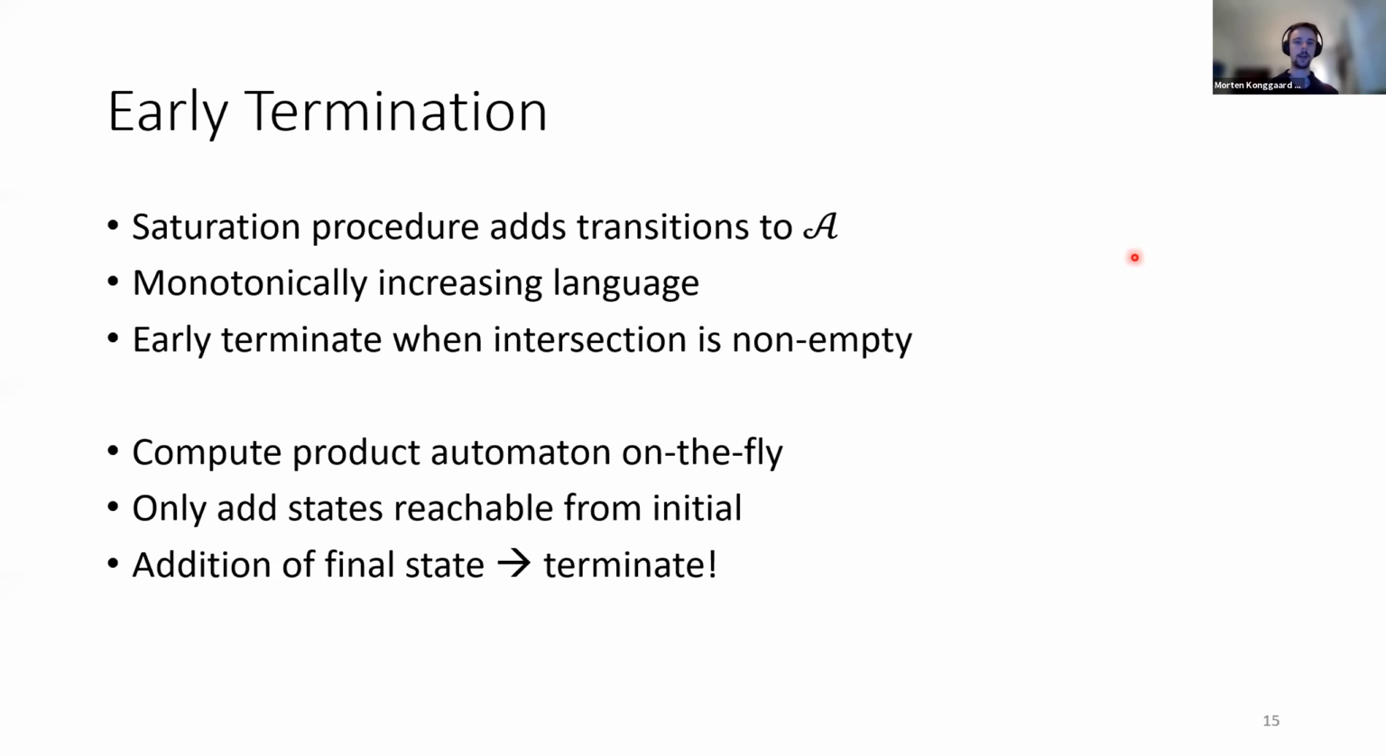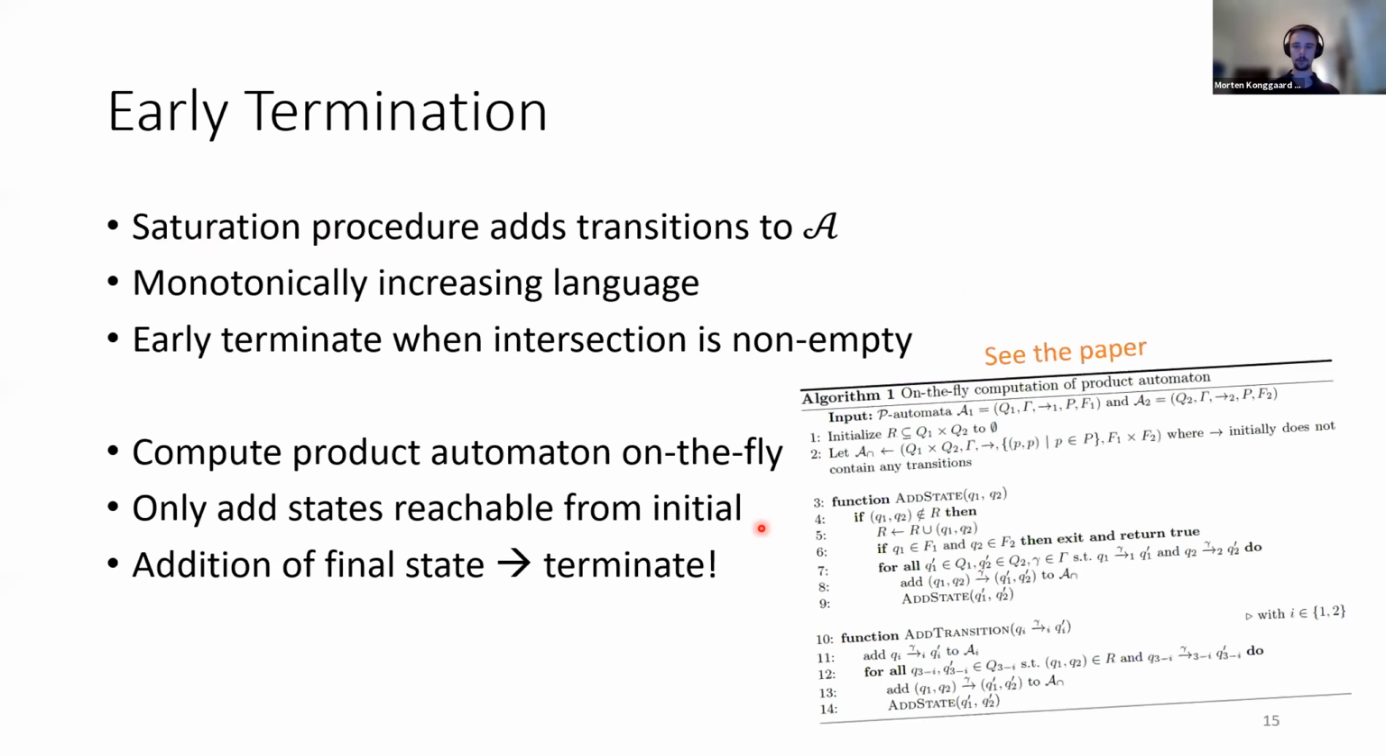So the idea of why this works is that the language here is monotonically increasing when we add transitions to A. And we construct this on the fly by only having states that are reachable from the initial state. And then when we add a final state, we know there's a path. So that's the nice construction we have. For more details, see the paper.